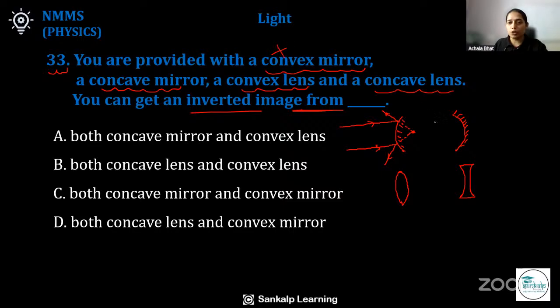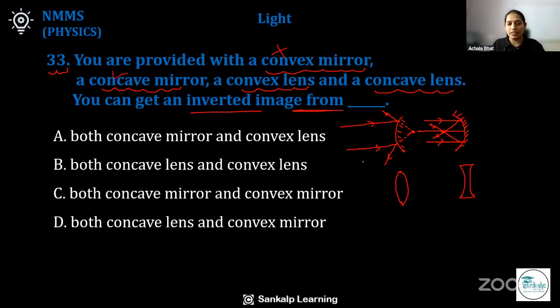What about concave mirror? When parallel light rays fall on this mirror, what happens, if this is the principal axis? Now, this is the principal focus. Light rays intersect at this point. And since light rays are actually intersecting, here the image formed is, yes, a real image. Therefore, concave mirror is correct.